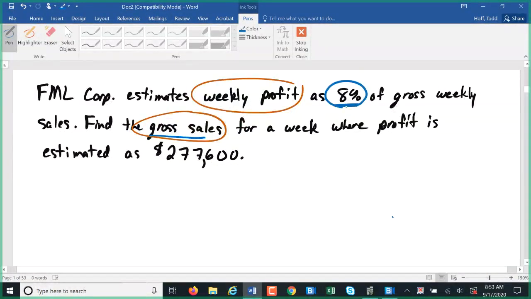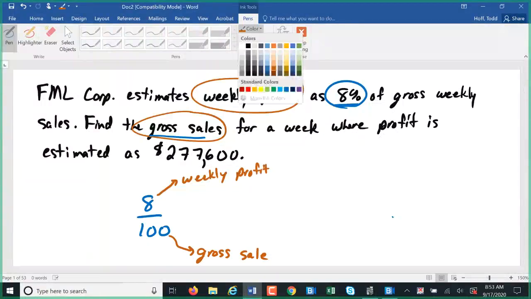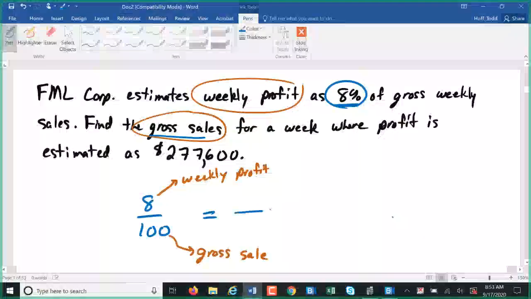We have 8% here. 8% is 8 out of 100. Well, we've already said that the base amount is the gross sales. Remember, the 100 in that percent ratio represents the base amount. And the 8 is the portion, which we said was the weekly profit. So now when I set up the other half of my proportion here, I have to make sure that anything I put up here also represents weekly profit, or anything I put down here also represents gross sales.